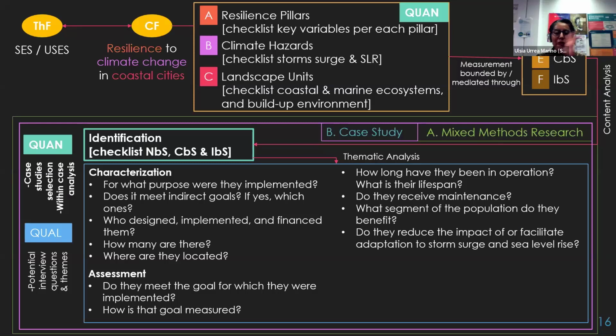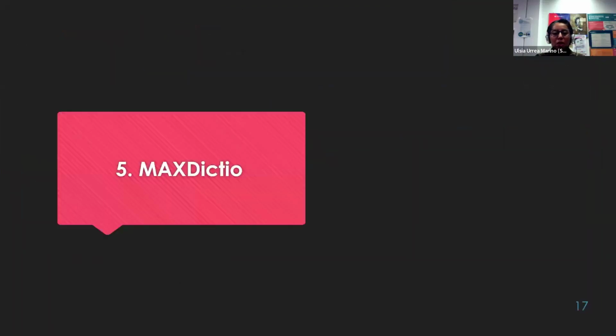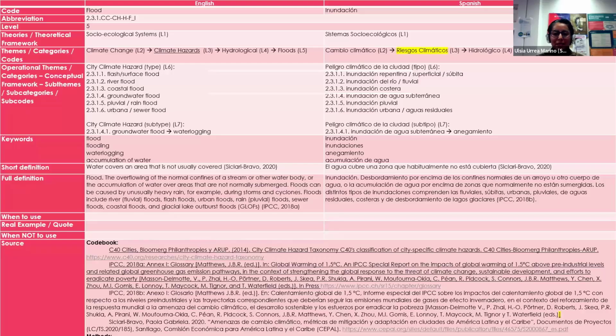So this is all the theoretical one. So now we will go to the MAXDictio. Before I start working on MAXQDA, I need to create some codebooks. Please, you don't need to read all of this. I only want you to look at the structure.